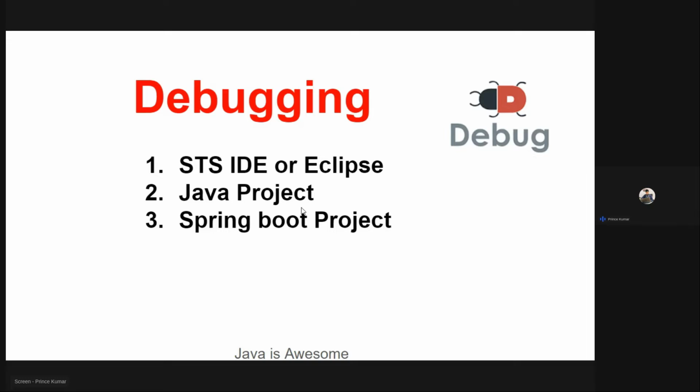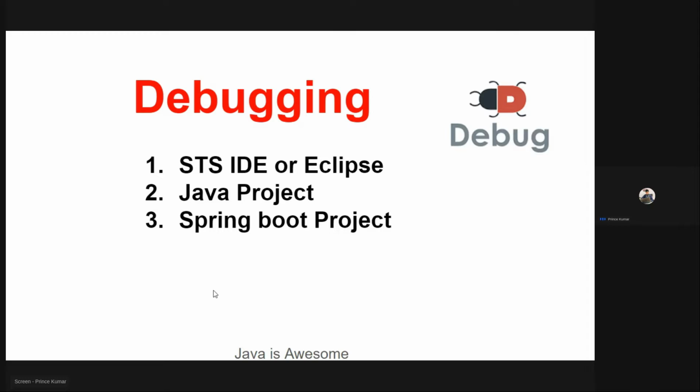Debugging is a very important concept for developers. For debugging, we need the STS IDE, Eclipse, or any IDE you prefer. Then we need a Java project, and whatever Java project you have, we can debug it, as well as a Spring Boot project. In this video, we are going to cover how to debug normal Java classes and how to debug a Spring Boot API. Both things we can discuss in this video.